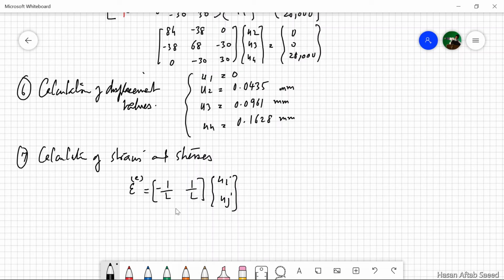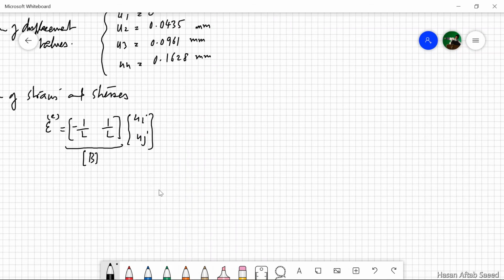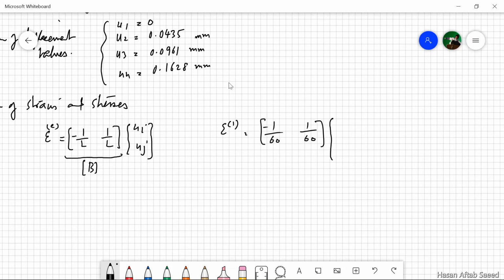So, this was the B matrix. In this case, the B matrix is this one. All we need to do is do it 3 times because we have 3 elements. So for element 1, it is minus 1 over 60, 1 over 60. For element 1, we are talking about nodes 1 and 2, that is ui and uj will be u1 and u2. So this is 0, 0.0435, and this turns out to be 7.25 into 10 raised to power minus 4.